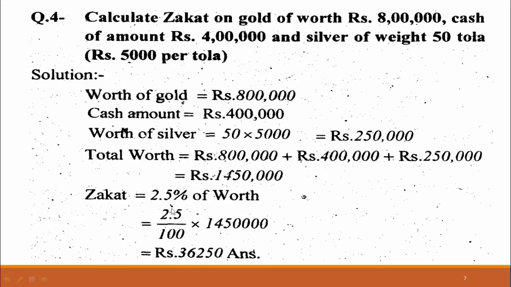So to find the amount of zakat for this total amount, again start from here: the zakat rate out of 100 is 2.5. So what will be the zakat for this total amount, 1,450,000 rupees? So 2.5 divided by 100 multiplied by 1,450,000. After simplification, we obtain 36,250 rupees. For this total amount, the zakat is 36,250 rupees.